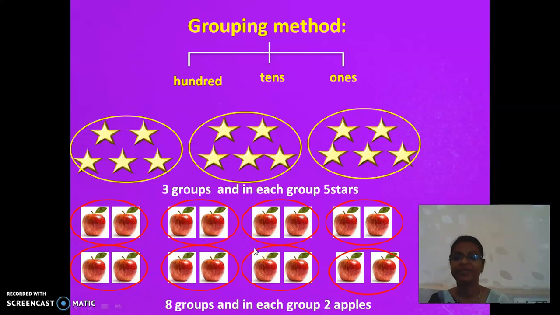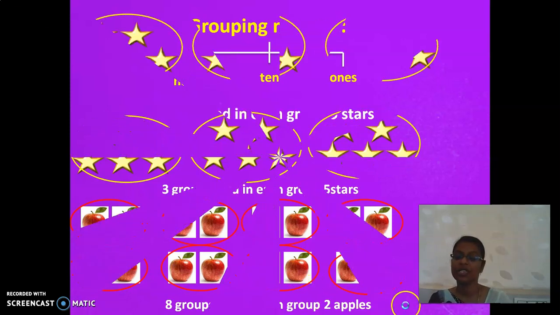So what can I do here? Yeah, I can skip count by 2's. So 2, 4, 6, 8, 10, 12, 14, 16. So totally how many apples are there in all groups? 16 apples. So here we are using the skip counting method because in each group we have the equal quantity. So with the help of skip counting, that is the quick tip, isn't it? Now see the other method.